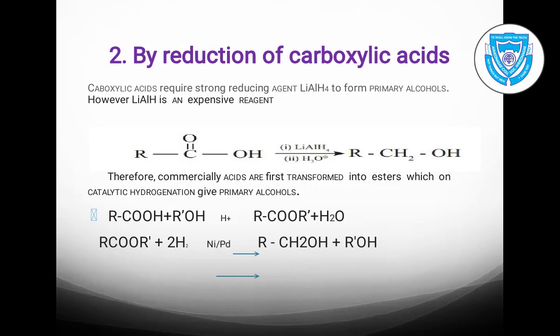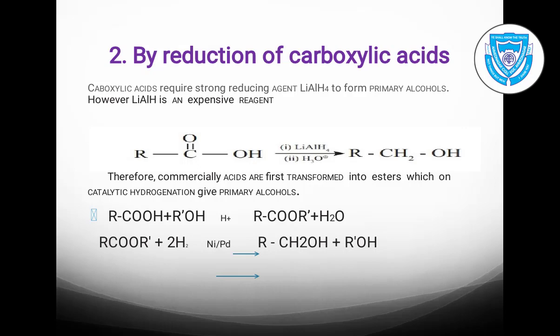Carboxylic acid requires strong reducing agents like lithium aluminium hydride. But lithium aluminium hydride is a bit expensive. So commercially, what happens is, it is first converted into esters, which on further catalytic hydrogenation will give you primary alcohols. That is, for economic reasons, the carboxylic acid is converted into esters, which on further catalytic hydrogenation will give you primary alcohols as the product.